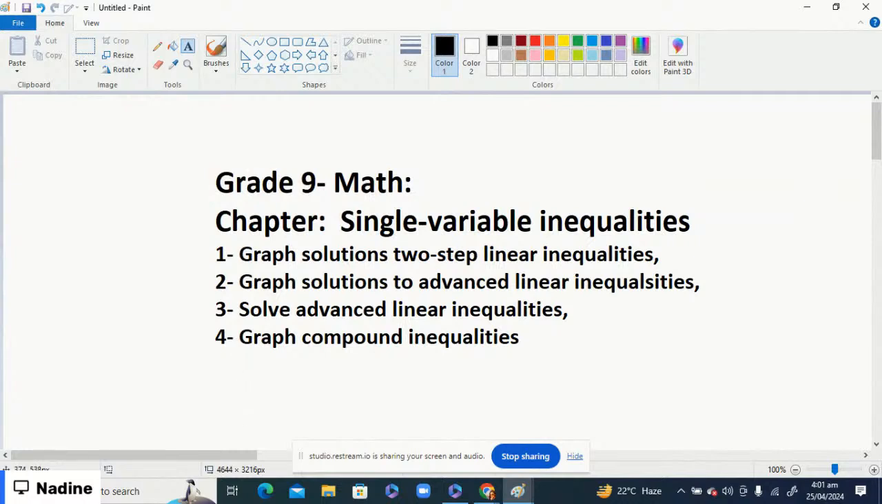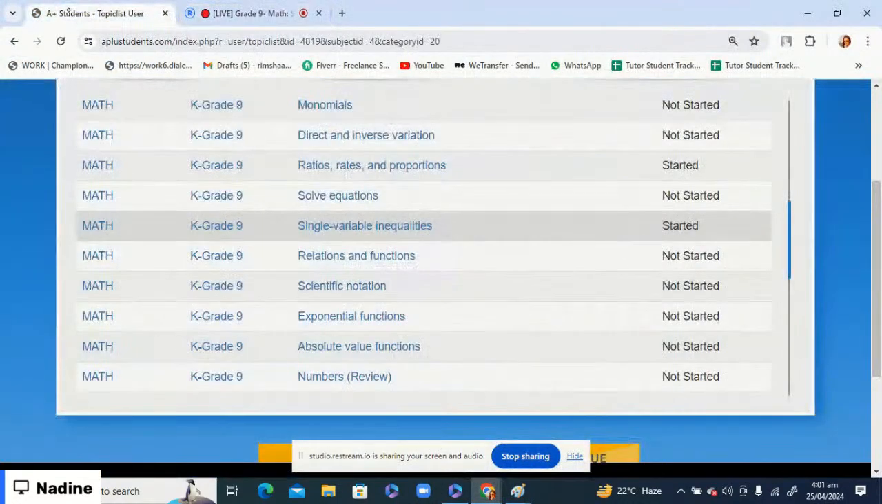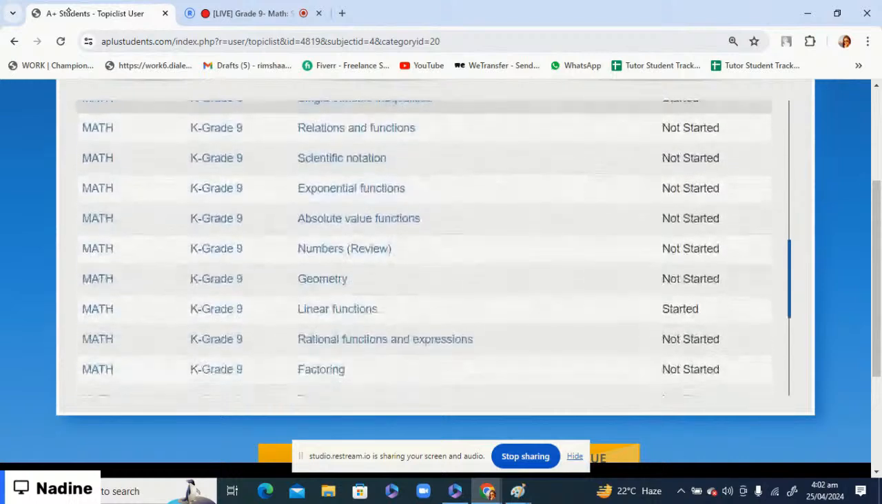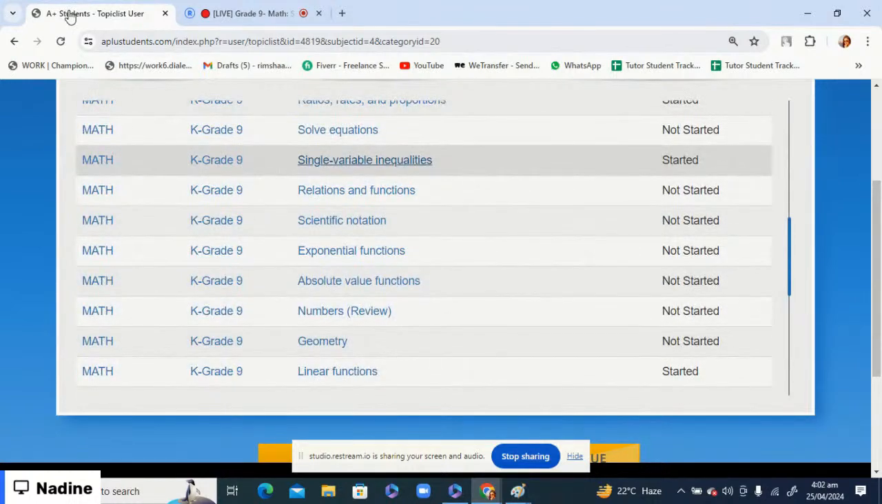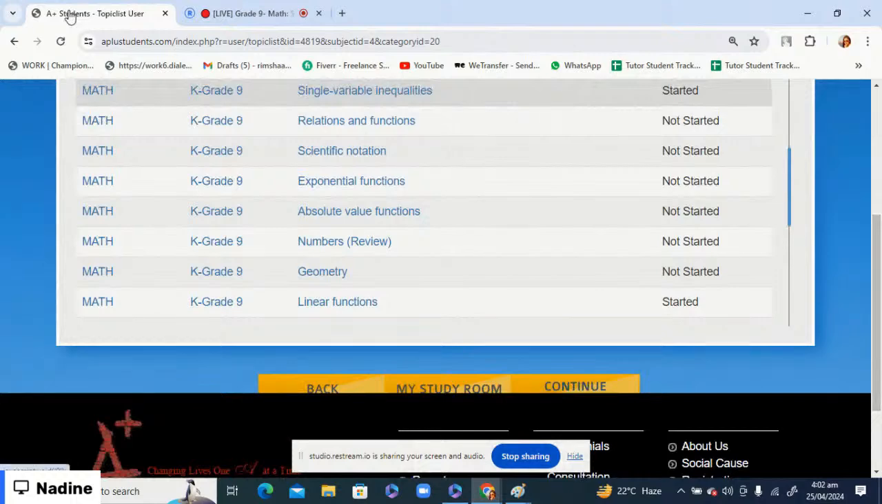You can find all these lessons on aplusstudent.com, using the email and password provided by the administrators. You just click on the website, go to maths grade 9, and here are all the chapters and the lessons for grade 9 maths. So today we discuss single variable inequalities. Let's get started.